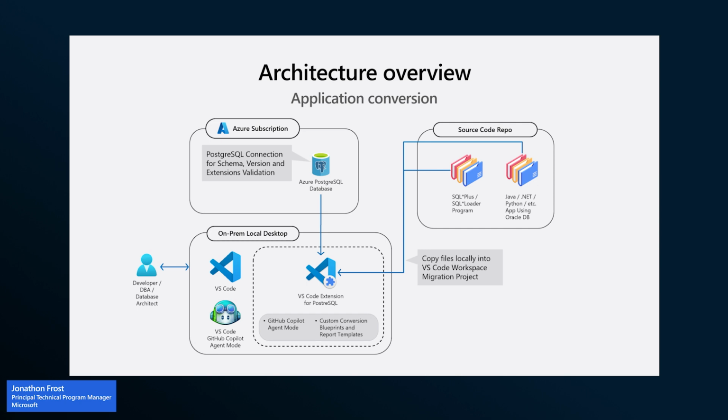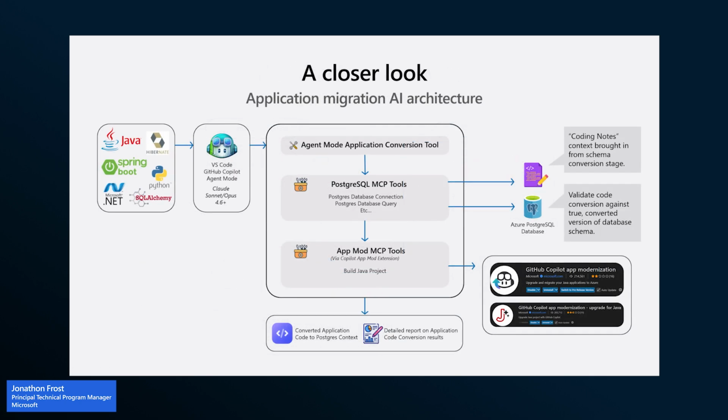Back to the architecture. First off, your Java code source gets pulled into a migration project inside VS Code. From there, the migration tooling together with GitHub Copilot Agent Mode takes over. It generates a structured to-do list and then executes that plan step by step across your codebase. At the same time, it's connected to your Postgres database. So when it updates an ORM mapping, embedded SQL, or function signatures, it's not theoretical, it's validating against the real database schema.